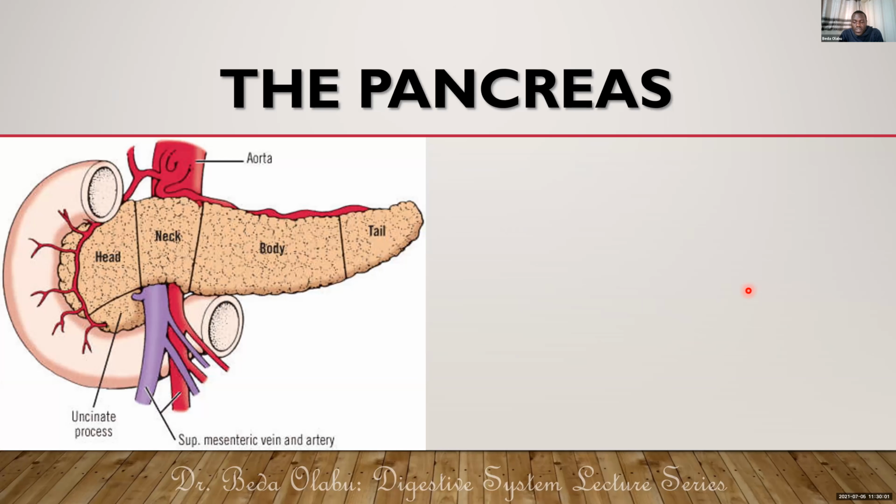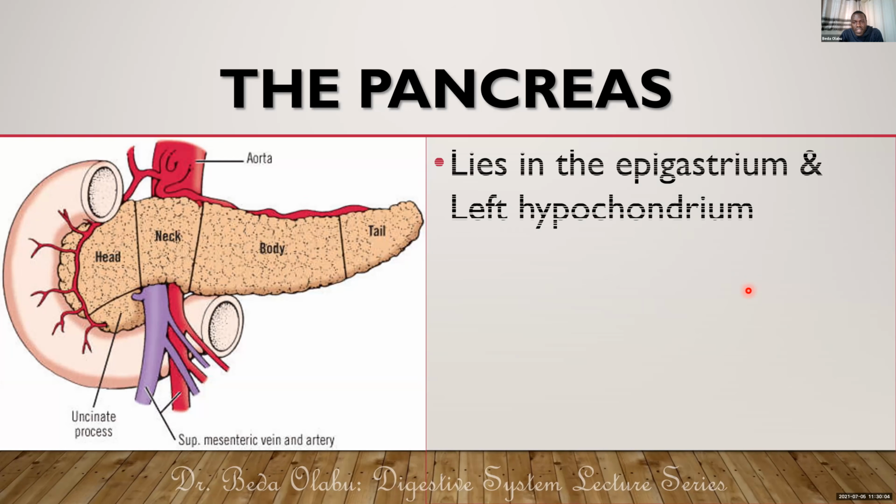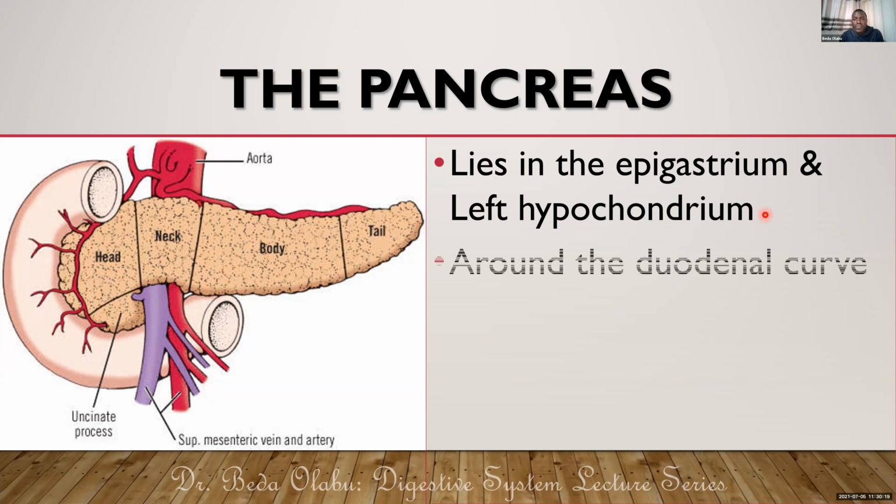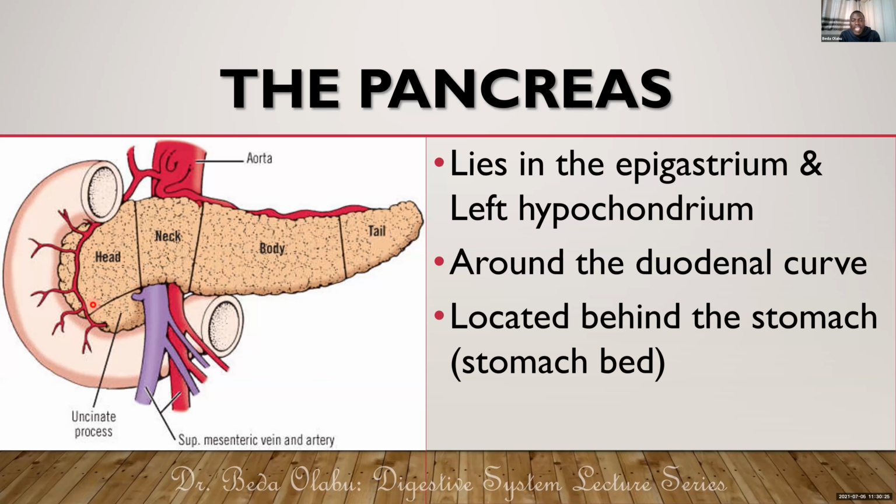All right, the fourth organ is the pancreas. I think we've talked about the pancreas before when you're looking at the endocrine system, so not so much news. The pancreas lies in the epigastrium as well as the left hypochondrium. The tail is the one that extends towards the left hypochondrium. Usually it's located around the curvature of the duodenum, and that is primarily the head of the pancreas, which is located around the curvature of the duodenum.